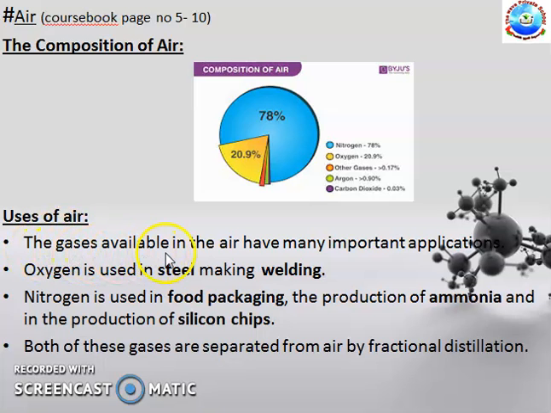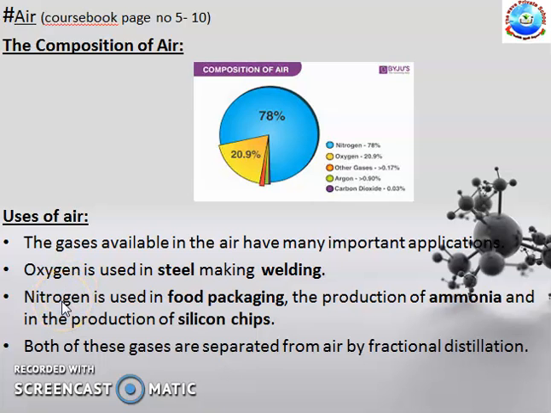See, now let's see what the uses of air are. The gases available in the air have many important applications. Now let's see what the use of oxygen is. Oxygen is used in steel making and welding. Now see, for welding and all we use steel. So by what is it welded? By the use of oxygen.